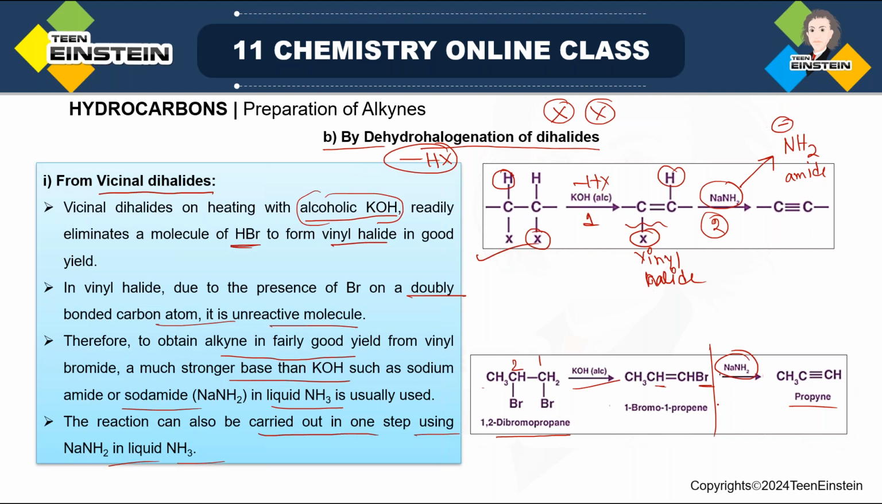Okay. So we will end the session here. Next, we will see that starting from geminal dihalides also we can make alkynes. So we are ending the session here.